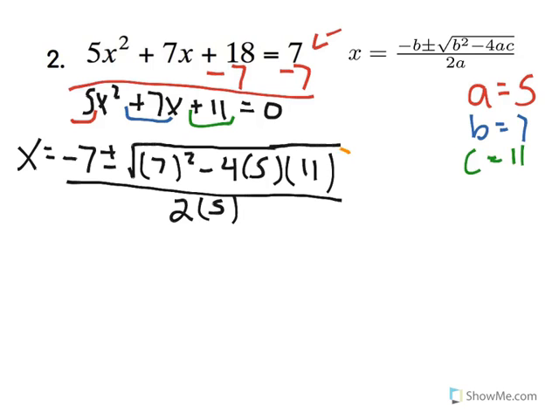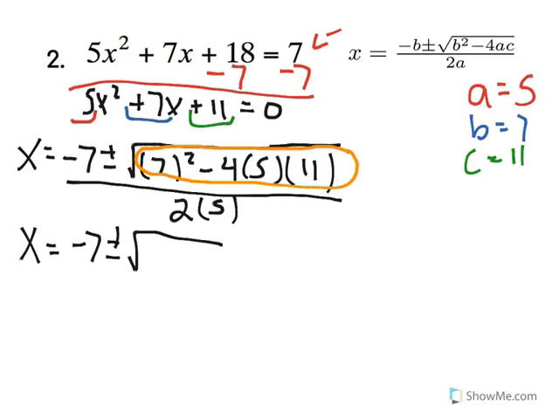So we're going to start by simplifying just the inside of our square root. So we have x equals negative 7 plus or minus the square root of. Now when we put that into our calculator, 7 squared minus 4 times 5 times 11, that's going to give us negative 171. And then everything is divided by 2 times 5 gives us 10.